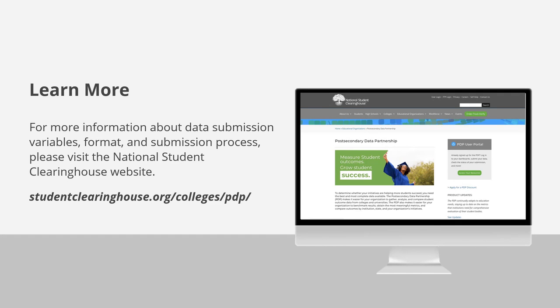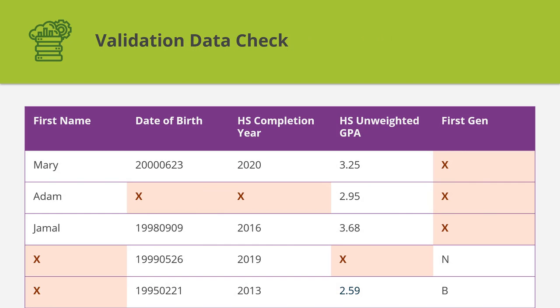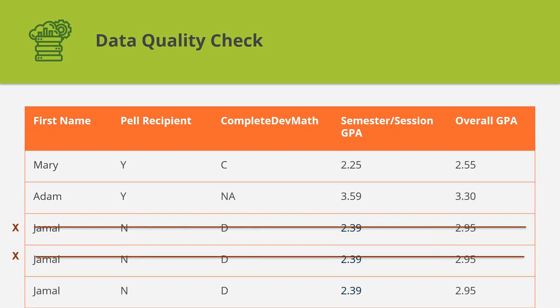Clearinghouse website. The second step in the PDP process is data processing. Once the institution completes their data upload, the National Student Clearinghouse conducts 2 different data checks. The first is a validation check to ensure that the cohort and course data files are complete and formatted correctly. Once data files pass the validation check, then they undergo data quality checks to ensure that data are not duplicated and are consistent with historical data. If data do not pass these checks, your institution can fix these data and resubmit.